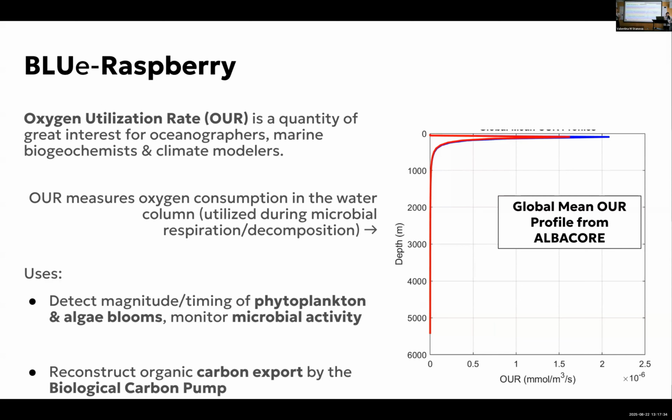So if we have this quantity, then the uses of it are that we can detect phytoplankton and algae blooms and monitor microbe activity. And then you can also, using mass balance and stoichiometric relationships, reconstruct organic carbon export by the biological carbon pump, which there was a talk on yesterday. But there's not a real-time organic carbon export observing system yet, because you can't really directly observe carbon fluxes that well. So this is what we want to get from our device.